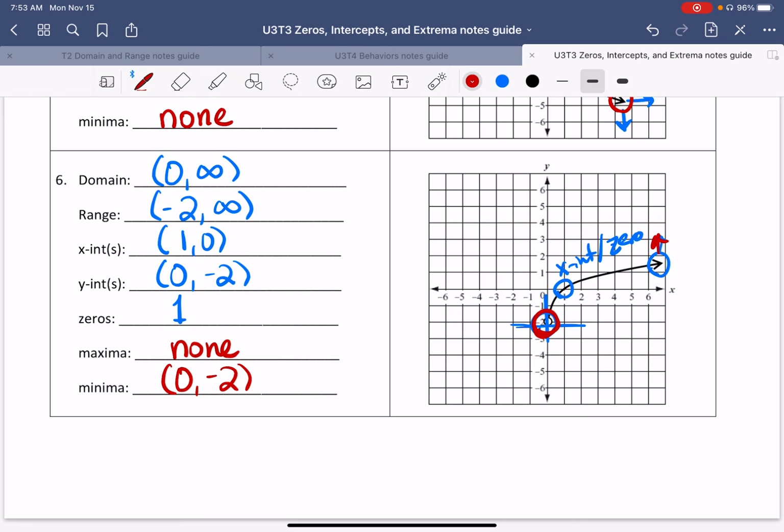All right, and that's it. That's everything for our zeros, our intercepts, and our extreme values, our maximum and minima. So hopefully this makes a lot of sense to you. If you have questions, feel free to ask me in class, and I will see you in class.